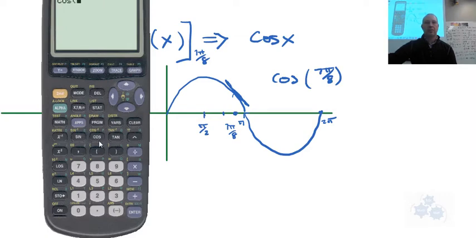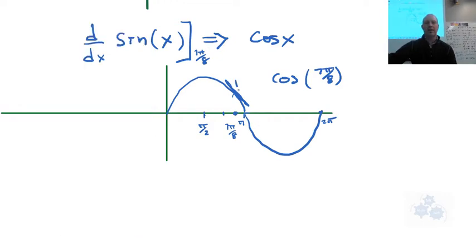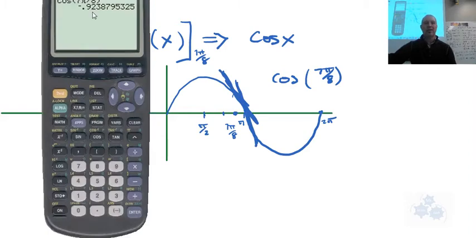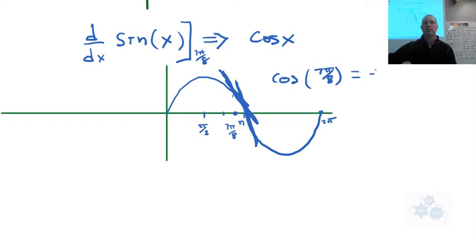And do cos 7 pi over 8. Negative 0.923. Okay. Well, I guess this right here would be negative 1. It doesn't look like it on my graph, but that's negative 1. So this one's going to be pretty close to negative 1. Or negative 0.923879. Does that seem reasonable? I think so. All right, so it makes sense. Okay, any questions?